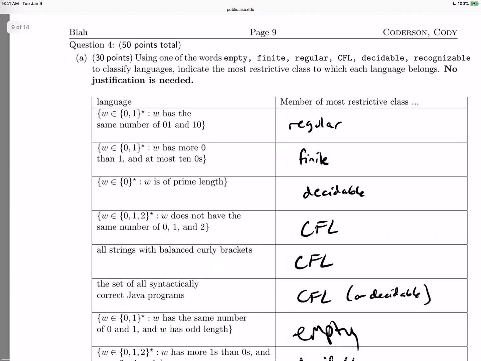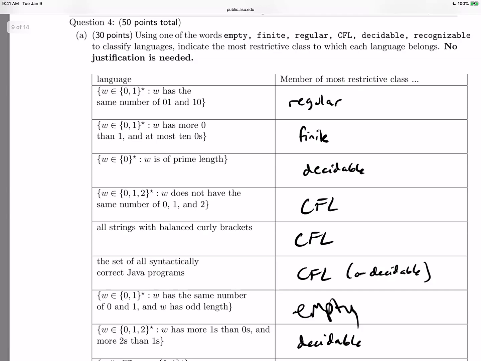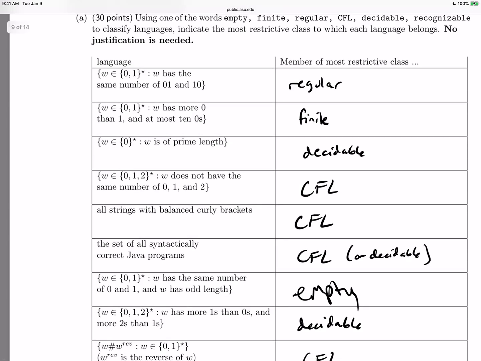Okay, let's go to Q4. I think the top score on this part A was 27, so I was happy to see that some people did really well on it. But one of the really funny things was I saw several people put empty for the set of all syntactically correct Java programs. I'm not sure if that's a jab at Java or that there are no Java programs that are correct. I thought that was pretty interesting.